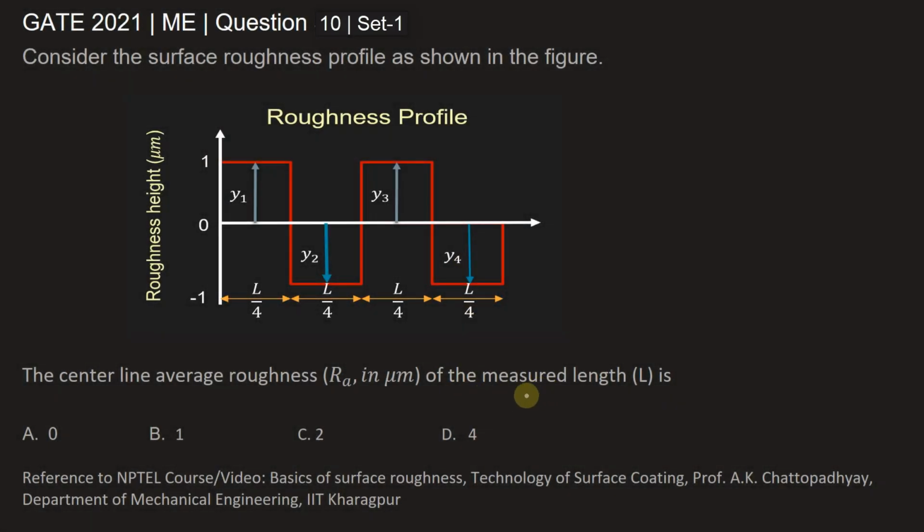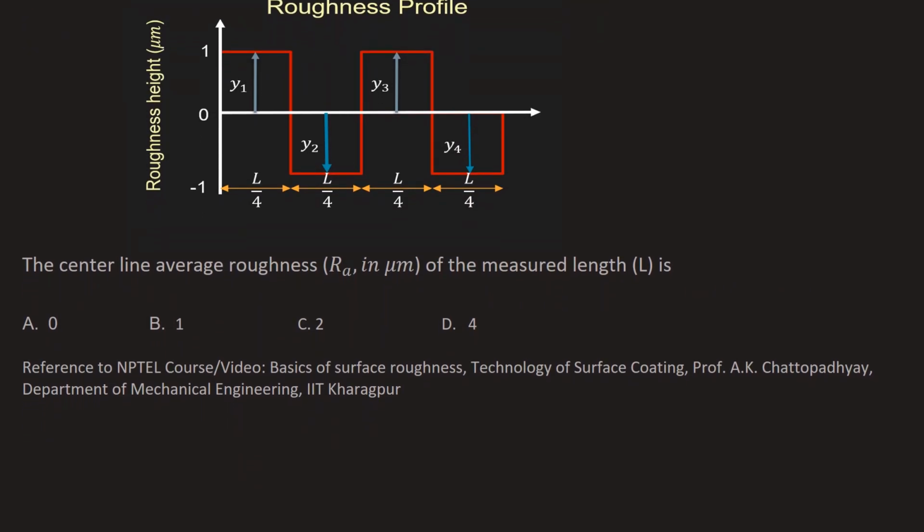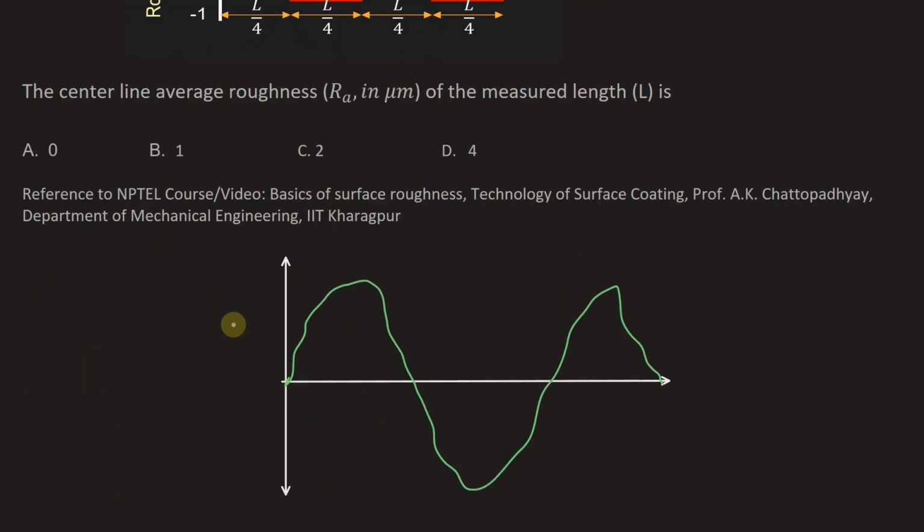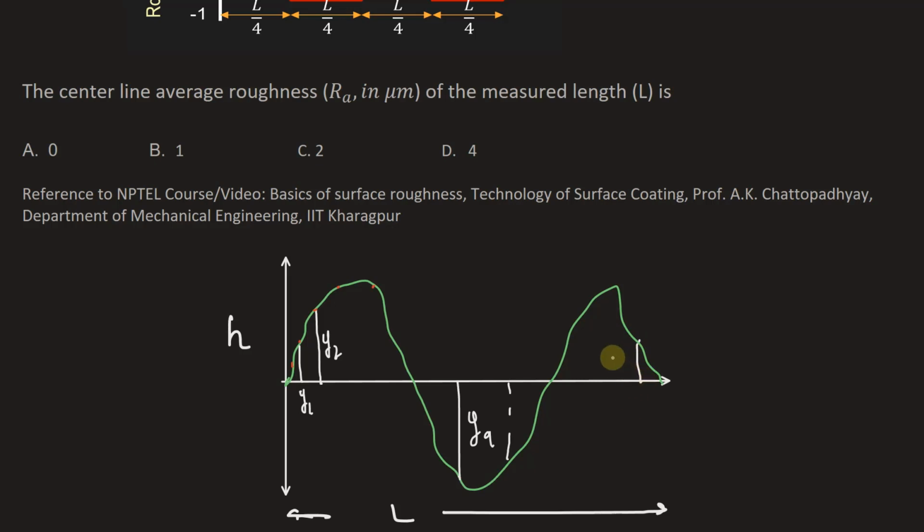Now before solving this question, let's first understand the concept of center line average roughness using a general surface roughness profile. Suppose h is the height of roughness and L, from this point to this point, is the length. Now consider all the points on this profile. For all these points, we have the ordinates like this. Suppose this is y1, this will be y2, and suppose this is y9, and so on up to yn.